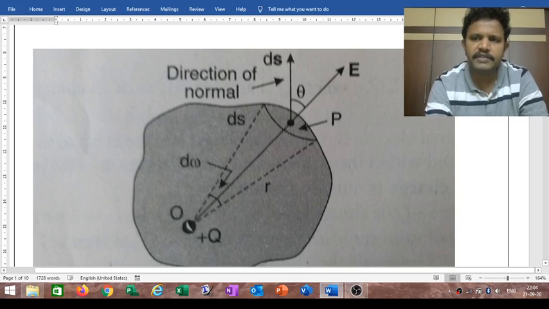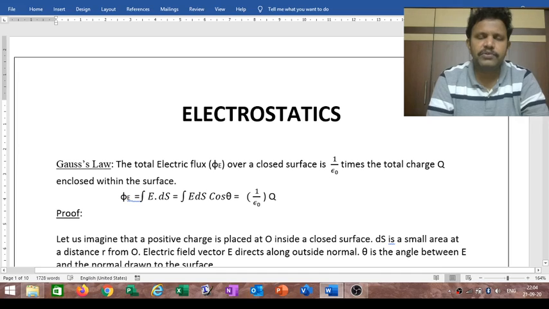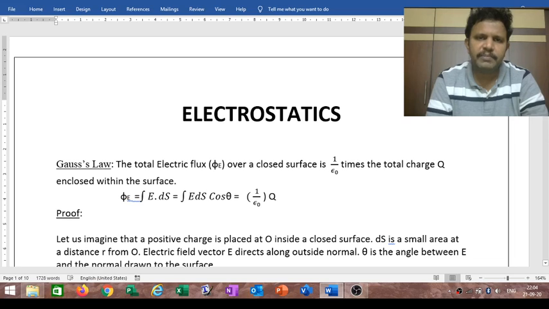From the definition, Gauss law is: the total electric flux over a closed surface is equal to 1 by epsilon naught times the charge enclosed within the closed surface. That is, if we want to determine the electric flux through a closed surface, simply we calculate the charge inside the closed surface and divide it by epsilon naught. That is, electric flux phi E is equal to q by epsilon naught, or phi E is equal to integral E dot ds is equal to q by epsilon naught.